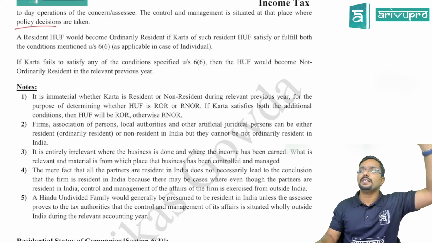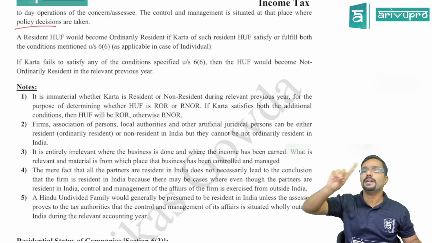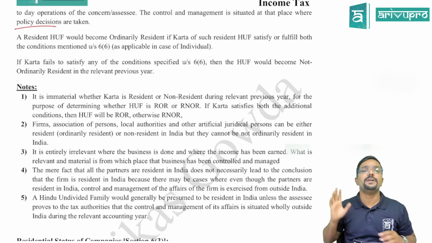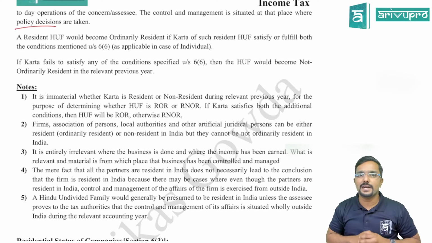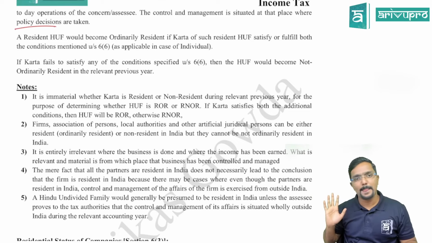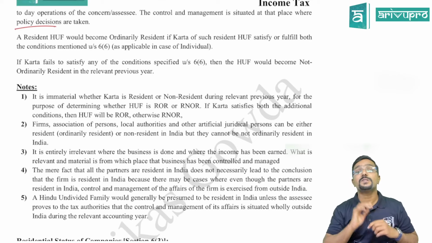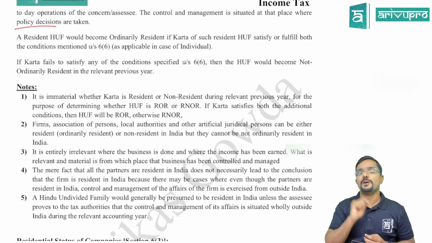Whereas for individuals also we checked. Once they become resident under section 6.1, what did we do? We went to 6.6 and checked whether they are ordinary, not ordinary. Same thing we do here. Once HUF become resident, when control and management is partly or wholly in India, next we go to section 6.6 again and check whether the HUF is ordinary or not ordinary.